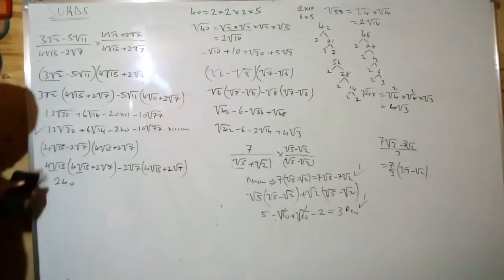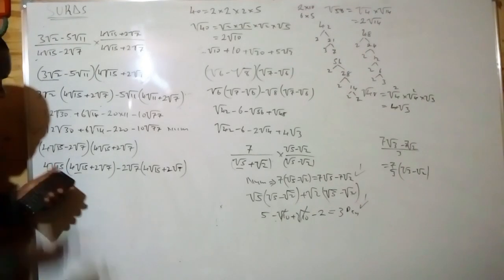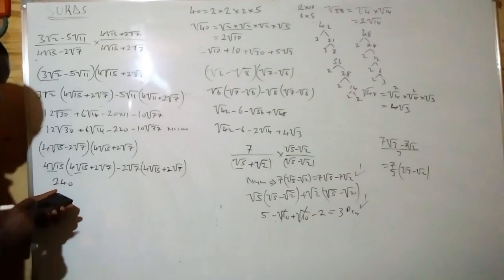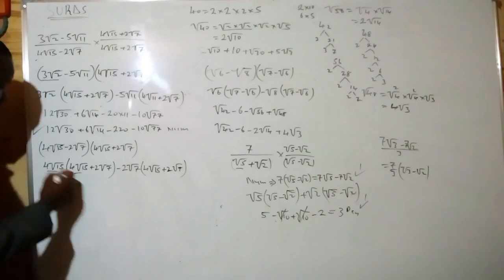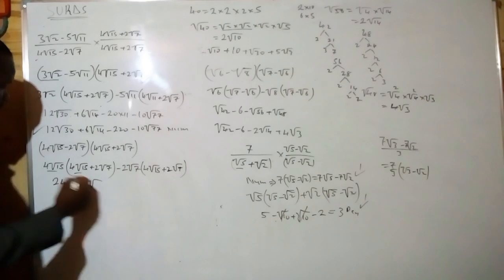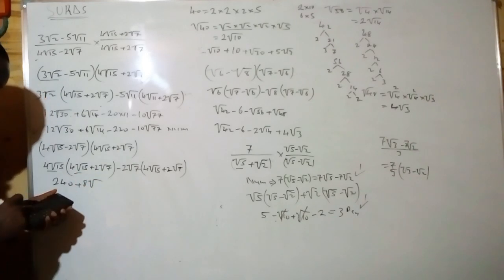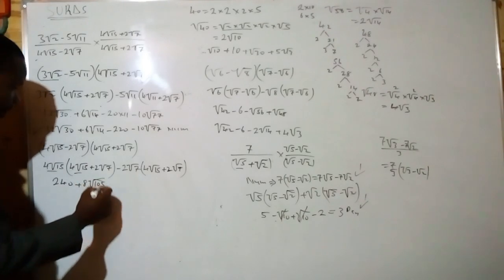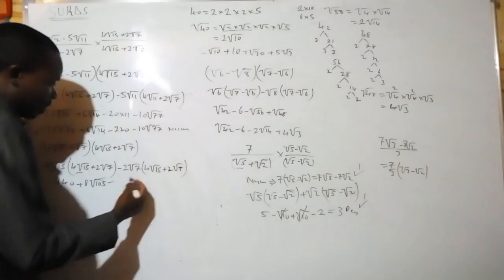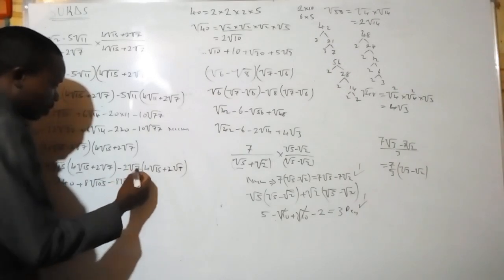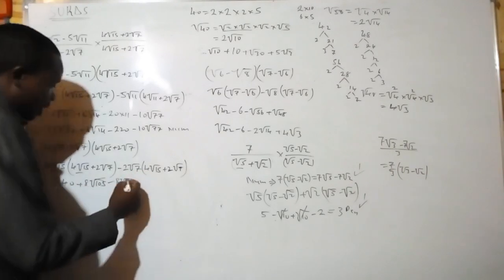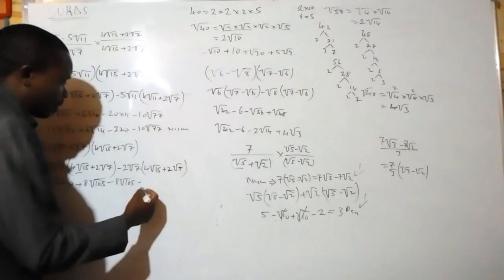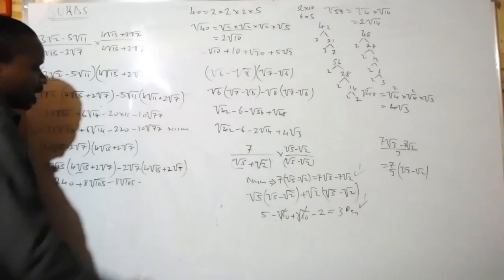What is outside the root? 4 times 4, it's 16. Then the root of 15 and root of 15, it's 15. To get 240 plus 4 times 2, it's 8. Root 15, root 7, 15 times 7, root 105. Minus 2 times 4, it's 8. Root 7, root 15, again is the same, 105. Negative, positive, negative. 2 times 2, it's 4. Root 7 times root 7, it's 7. 7 times 4, it's 28.